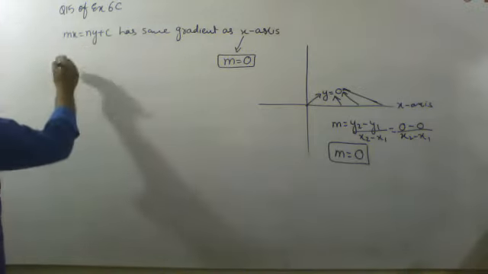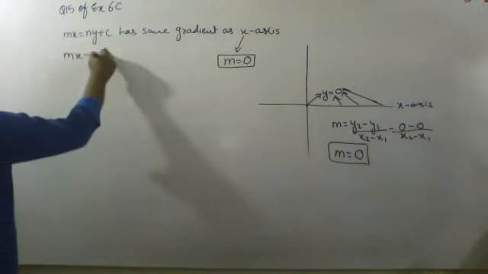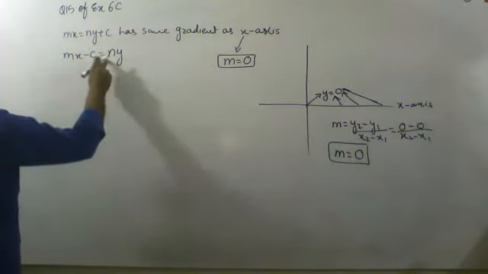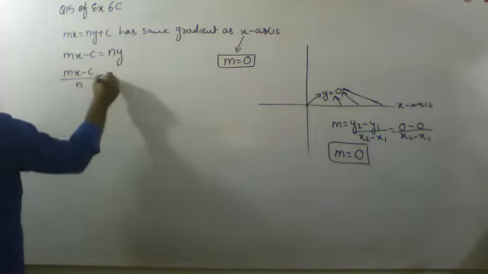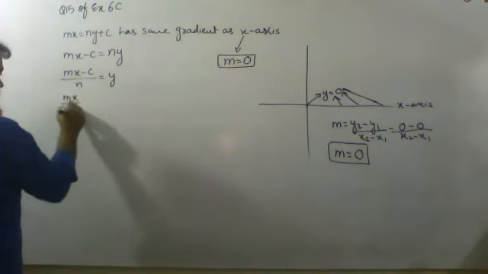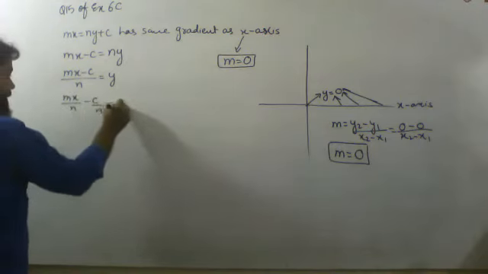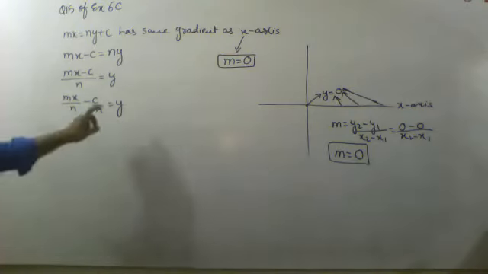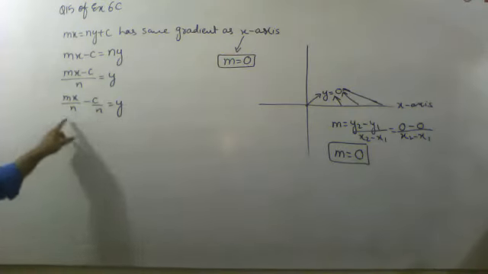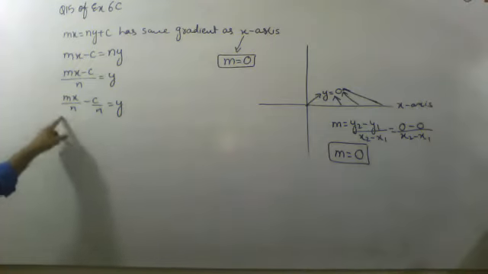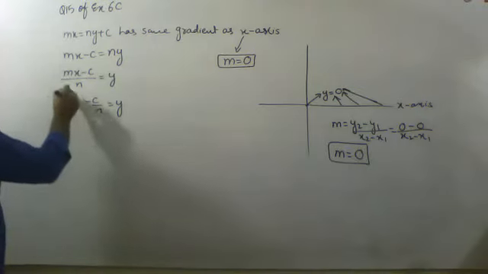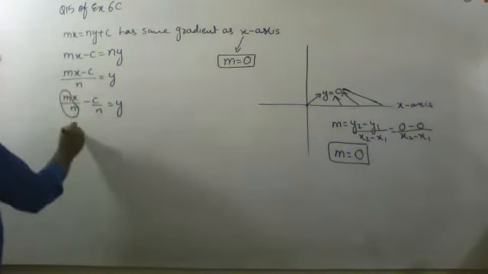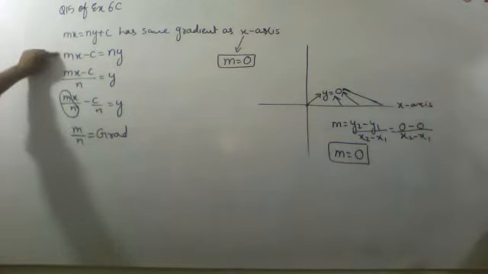Okay, shifting plus c over here, mx minus c equals ny. n is being multiplied. When I shift it over here, mx minus c over n equals y. mx over n minus c over n equals y. Okay. So as you can see, y is the subject. On the other side, two terms are there, in which one is in the form of x and one is without x. Okay. So the coefficient of x will be your gradient in this given equation.